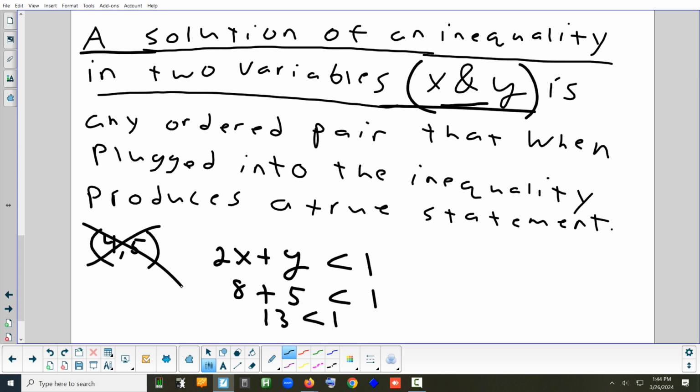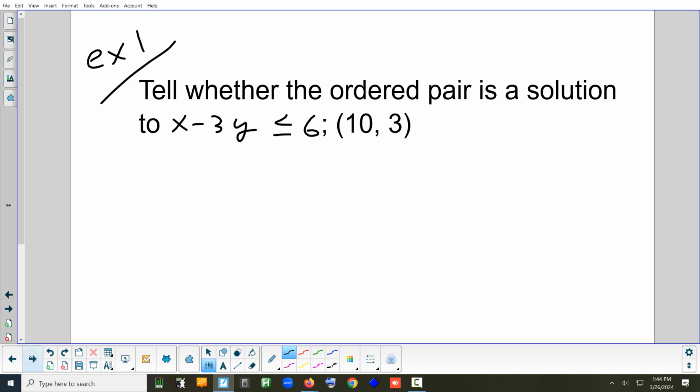It doesn't mean there isn't another ordered pair that maybe is a solution. It just means this one isn't. Right? So that's how you check if something is a solution. Plug it back in and see if you get something that's true. 13 being smaller than 1 is not true. Let's try this.